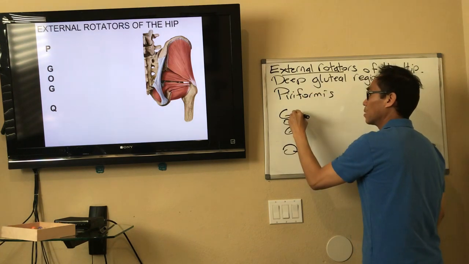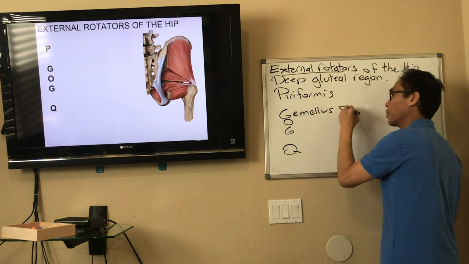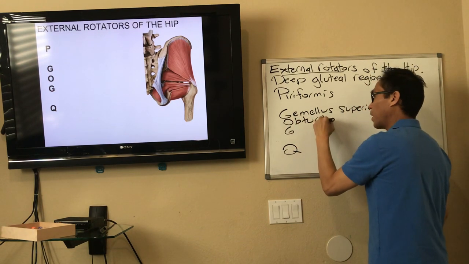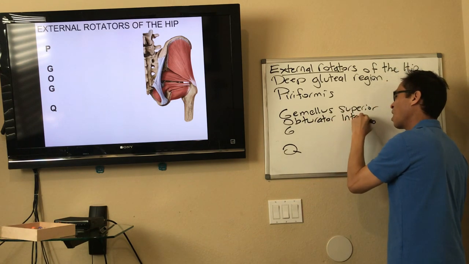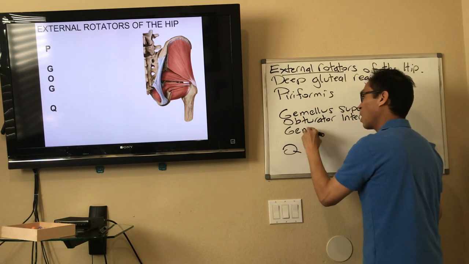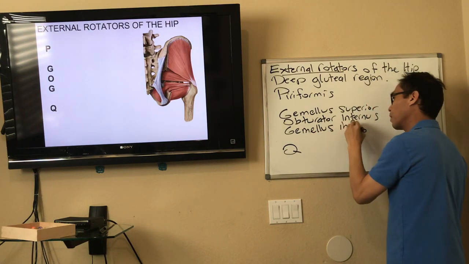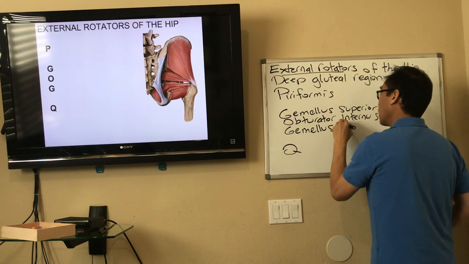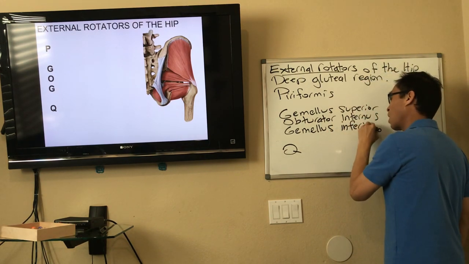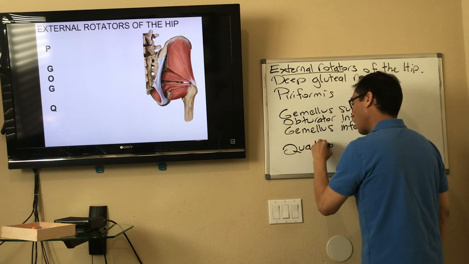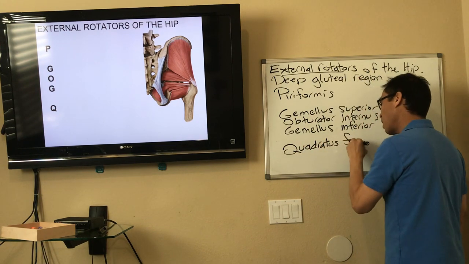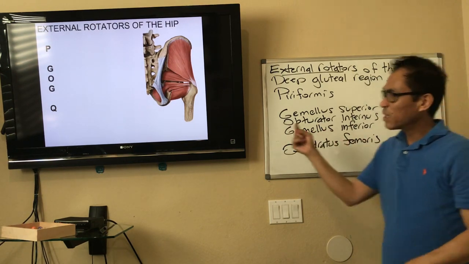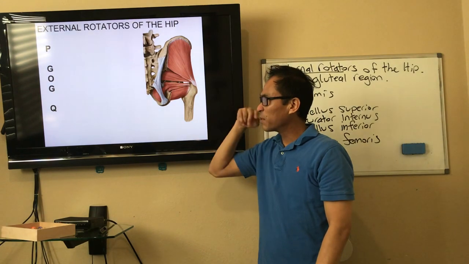piriformis, gemellus superior, obturator internus, gemellus inferior, quadratus femoris. The GOG, they're usually really closely associated with each other.